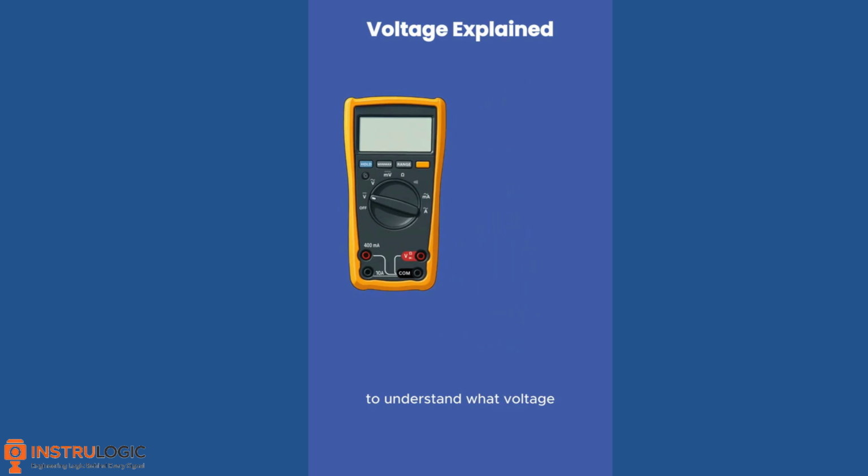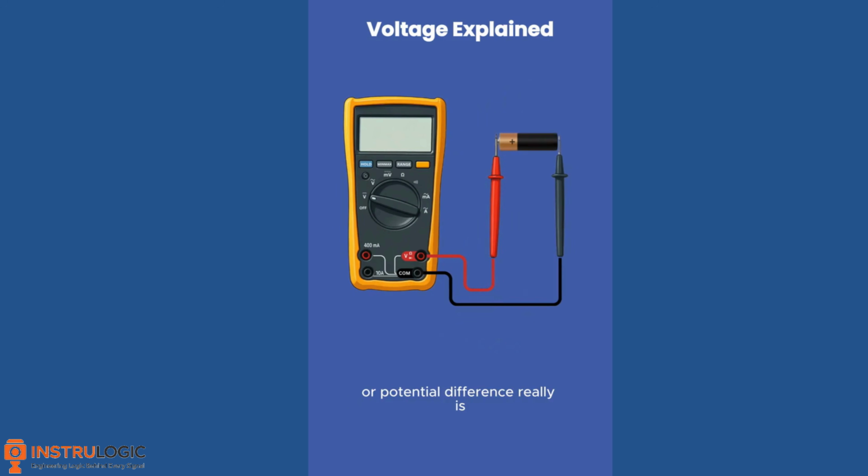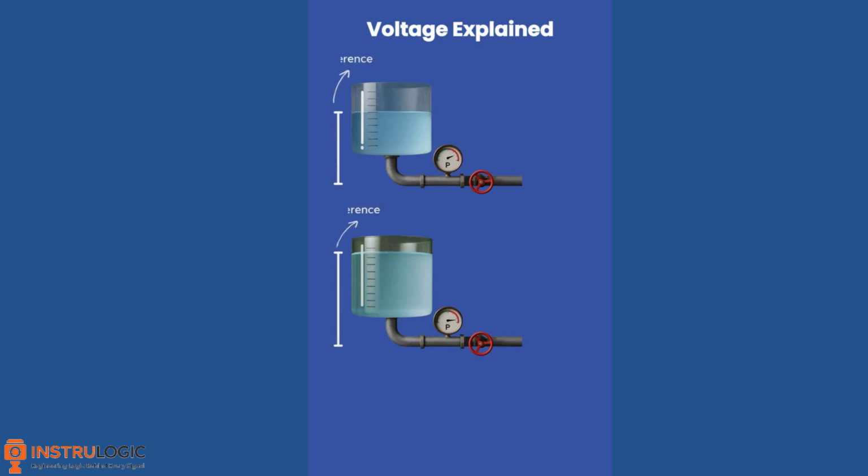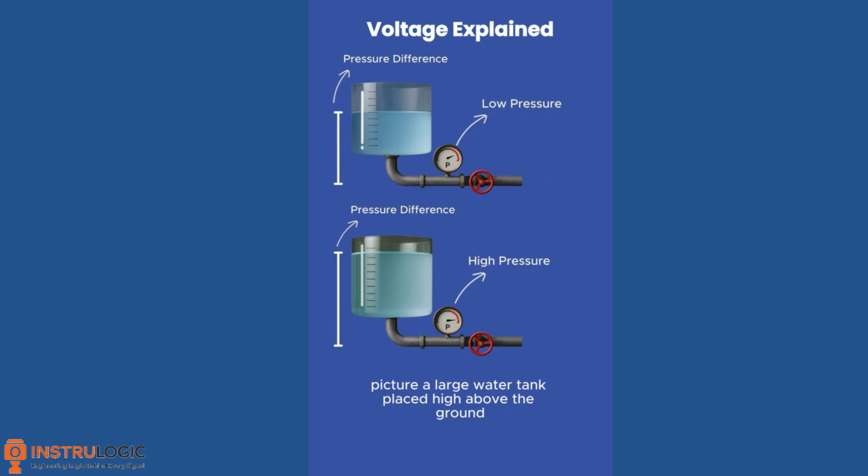To understand what voltage or potential difference really is, let's imagine it through a hydraulic analogy. Picture a large water tank placed high above the ground. The higher the tank and the fuller it is, the greater the pressure at the bottom of the pipe. That pressure represents high voltage, a large amount of potential energy ready to push the water out.